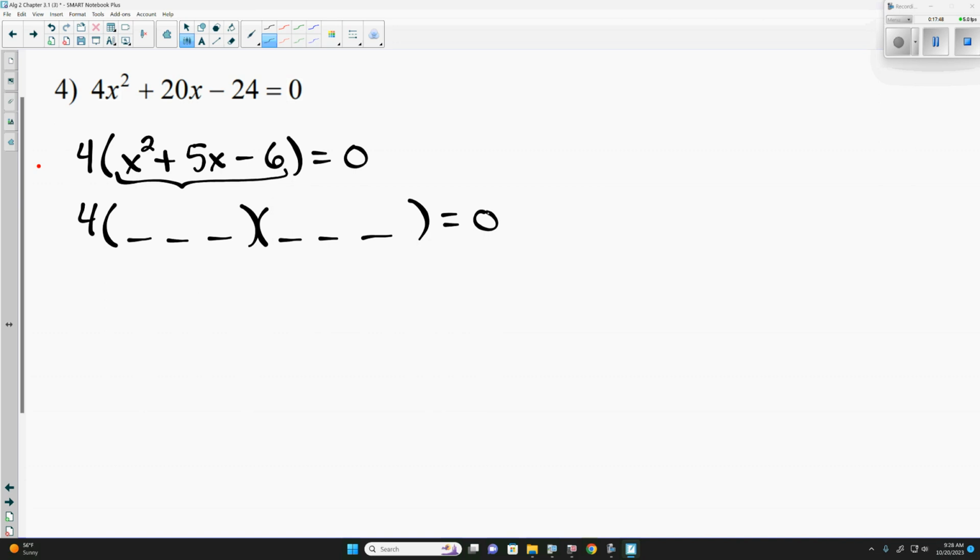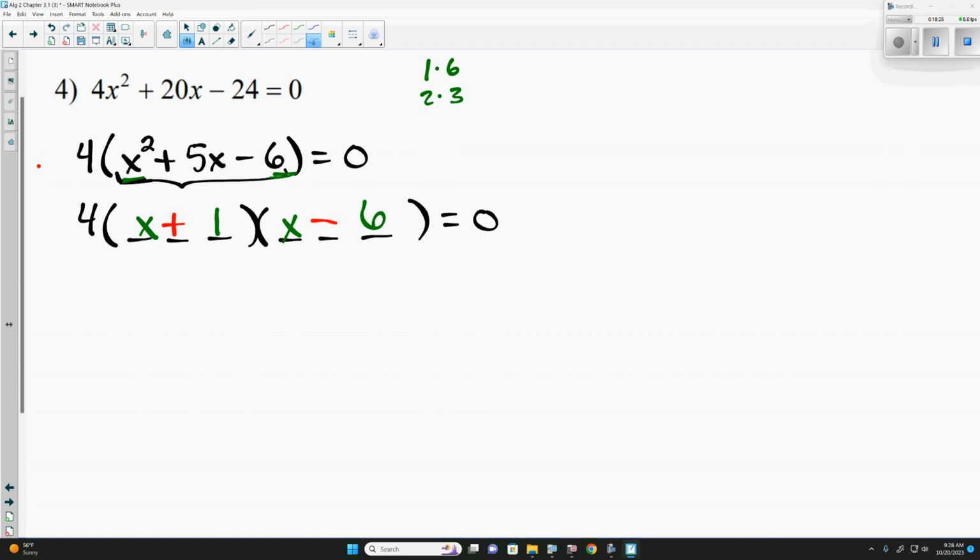Two sets of parentheses with 3 spaces. Since the third term is negative, the signs are opposite. So we have plus and minus. Factors of x squared are x and x. Factors of 6: so 1 and 6 or 2 and 3. Which one are we going to do? I see a split. 1 and 6. Which one first?